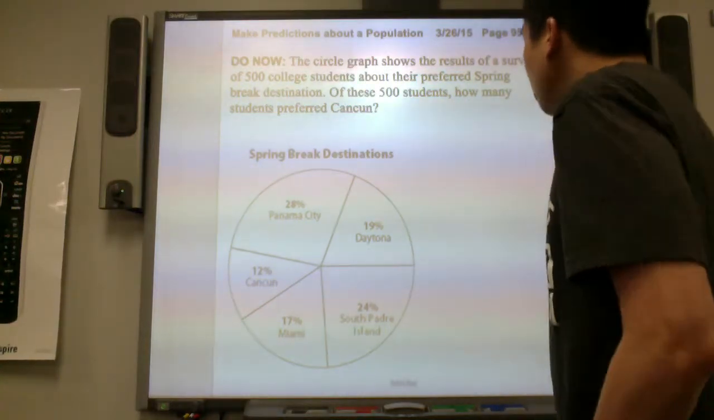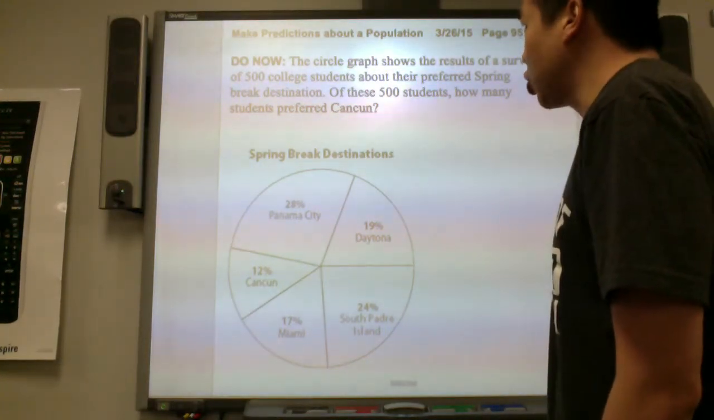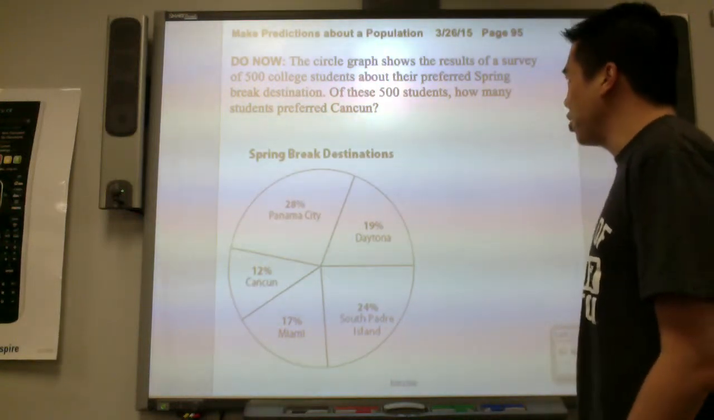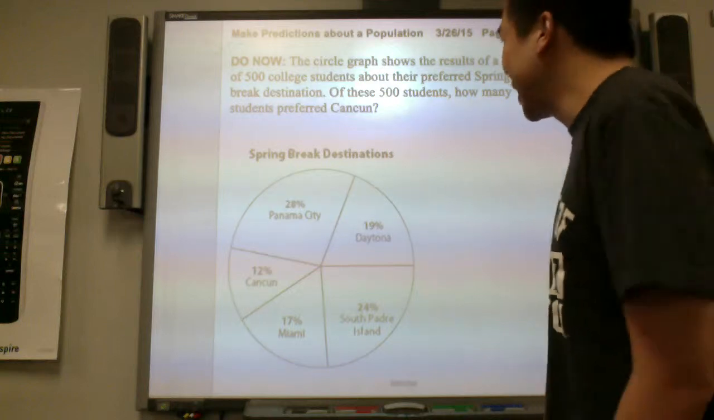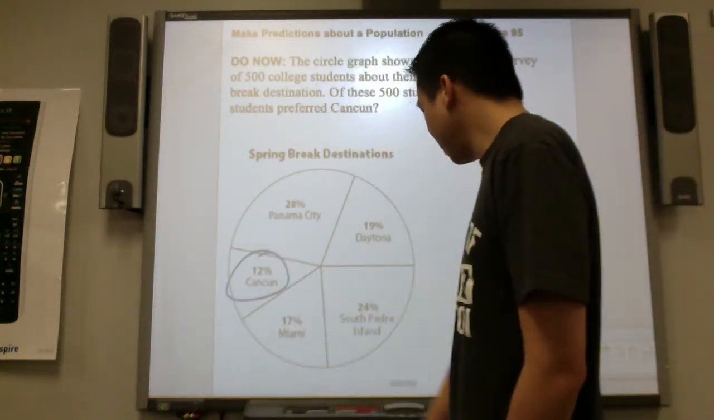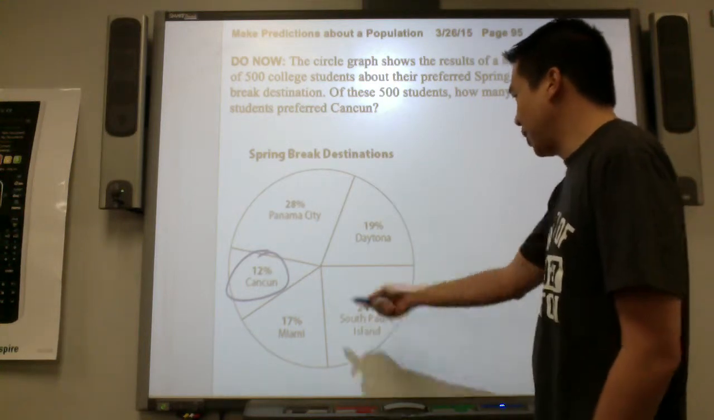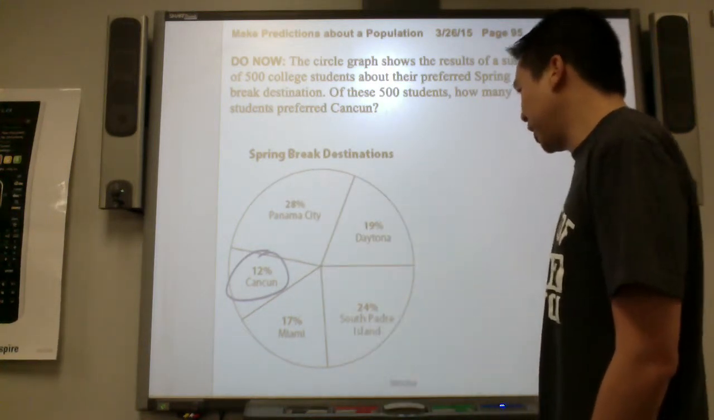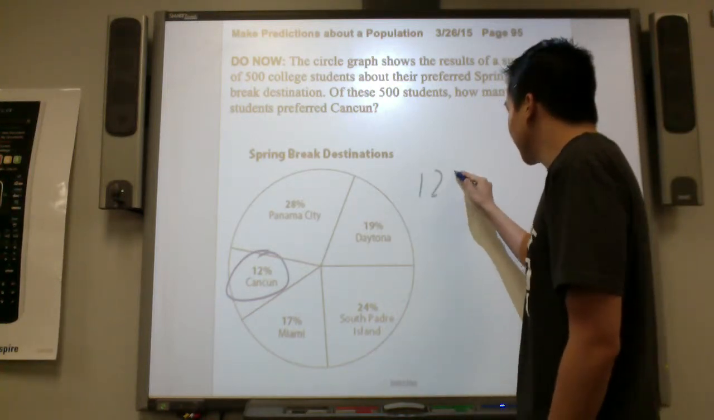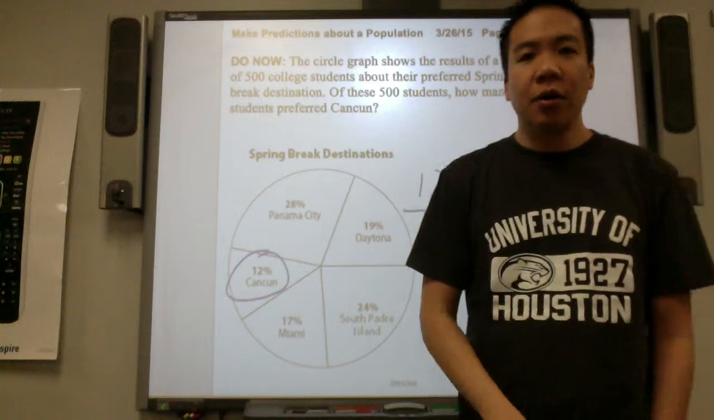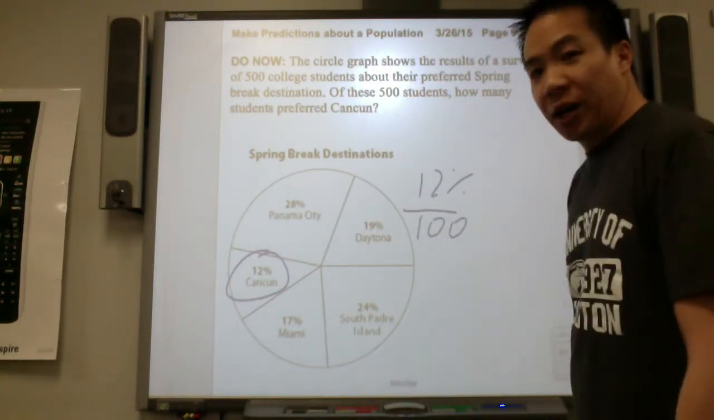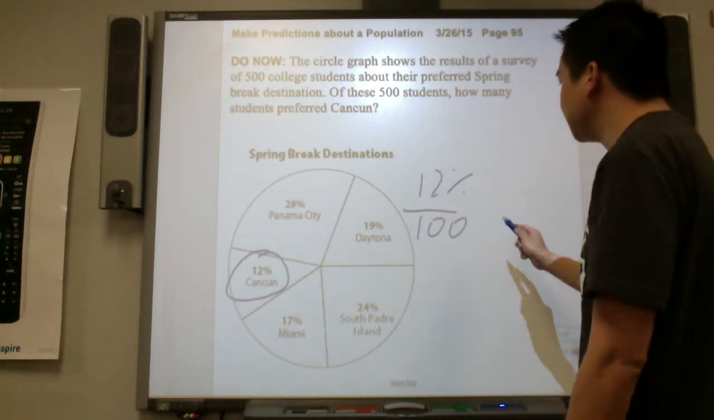A circle graph shows the results of a survey of 500 college students about their preferred spring break destination. Of these 500 students, how many students preferred Cancun? Let's see, Cancun is right here. Wow, people love Panama City, which is in Florida, South Padre Island, Texas. Never been there. All right, let's see. Let's go Cancun, 12%. Again, what does percent mean? Per 100. 12% per 100 prefer Cancun.